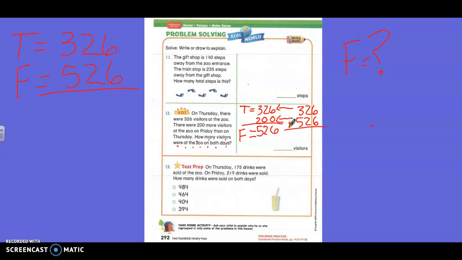Okay, so 6 plus 6. Finley? 12, so we put a 2 on the ones and a 1 on the top of the tens place. 2 plus 2 plus 1, Ivan? 5. And then you do the hundreds. 5 plus 3 is? Aaron? 8. So how many visitors were on both days? 852.